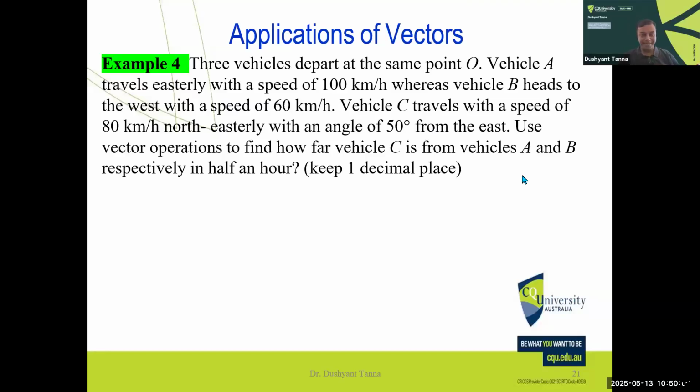Okay, one more example. 3 vehicles. There's no diagram here, there's no figure here, which I like, so you can create your own. Right? Vehicle A travels east with a speed of 100. B heads west with a speed of 60. C travels with a speed of 80 in the northeast direction, with an angle of 50 from east. Use the vector operation to find how far C is from A and B, respectively, in half an hour.